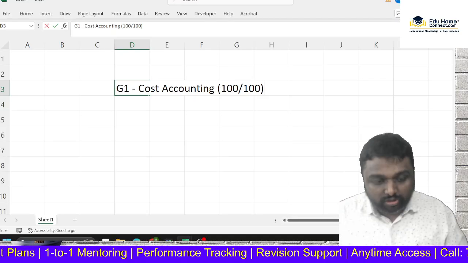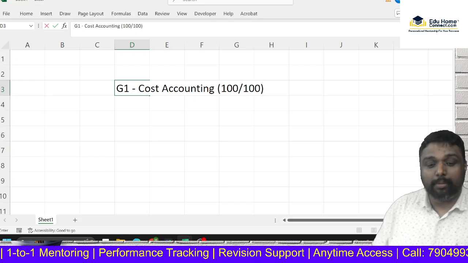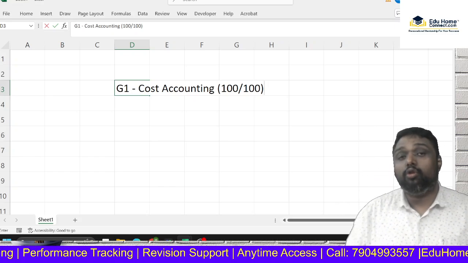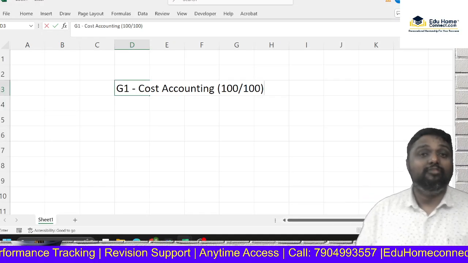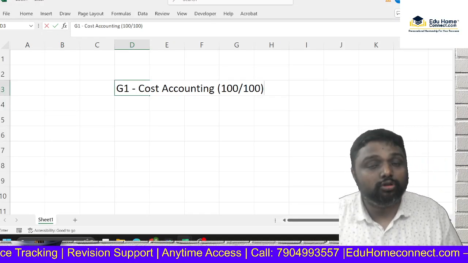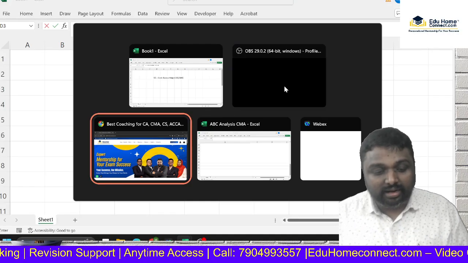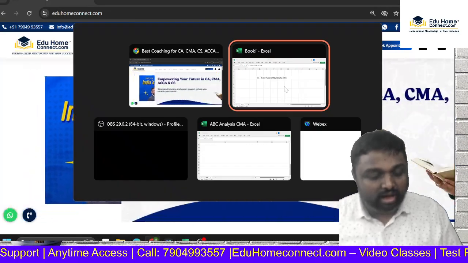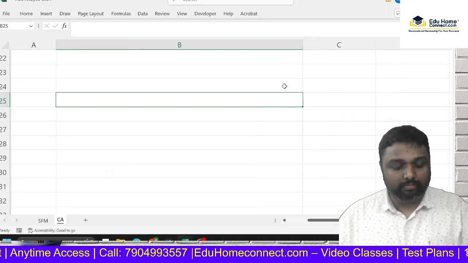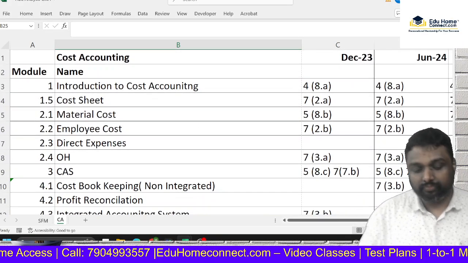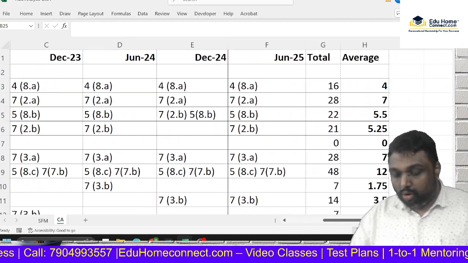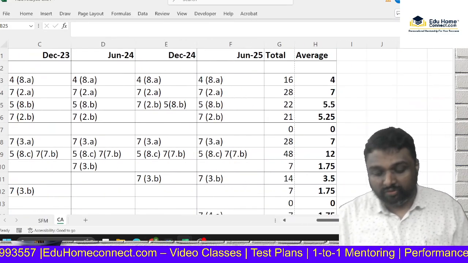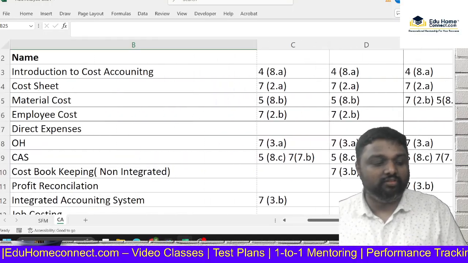So shall we start? With your permission, we are starting our exam preparation strategy on cost accounting. See, when it comes to cost accounting, this is one of the core papers for us. In Group 2 also, we will learn it. In this session, we have prepared a detailed analysis for you, where we are discussing the exam strategy for cost accounting. We analyzed all the previous attempt question papers, and we will discuss the weightage of each chapter and how you have to prepare, everything we are going to analyze.